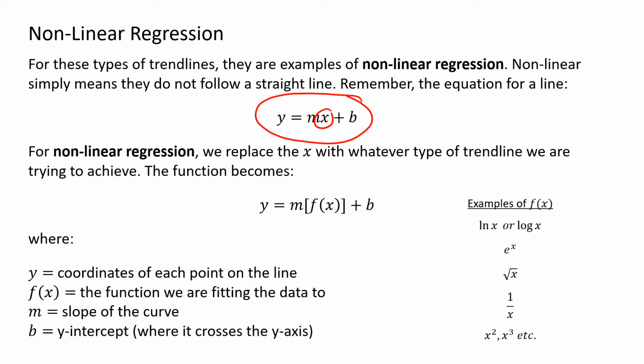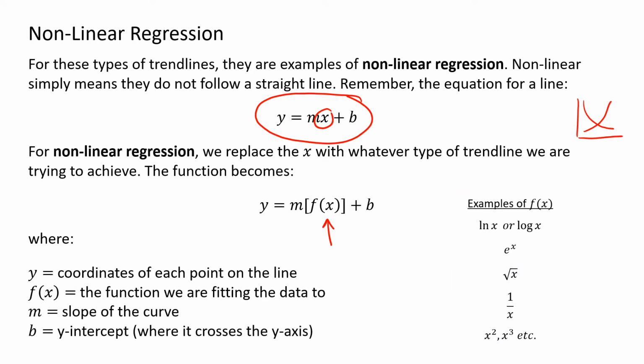So to find these equations, instead of x, we write f of x, where f of x is an equation. It could be x squared. I've got some examples here. It could be ln of x. It could be x squared. 1 over x as an example. With 1 over x, you would see the graph go downward and decrease as you go instead of increase. Root of x. All these are examples of what f of x could be.